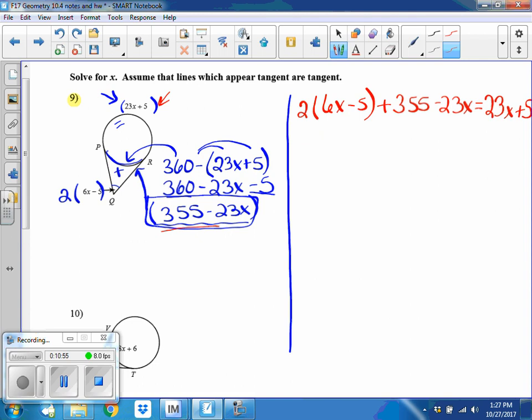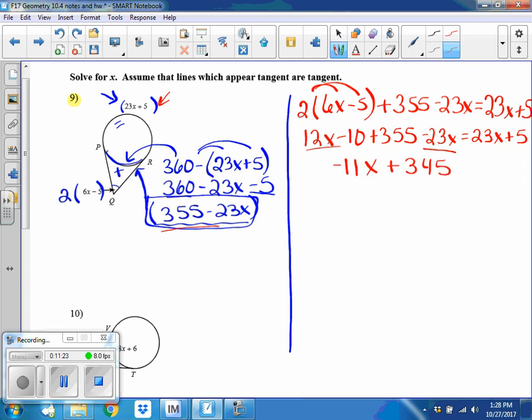Okay, so we'll distribute this. So we get 12x minus 10 plus 355 minus 23x equals 23x plus 5. We'll combine all our like terms, and we get negative 11x plus 345 equals 23x plus 5.